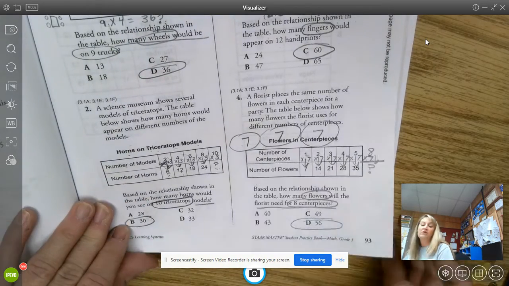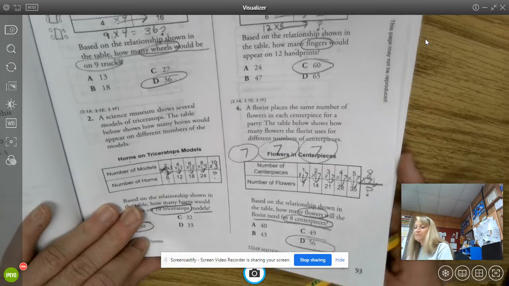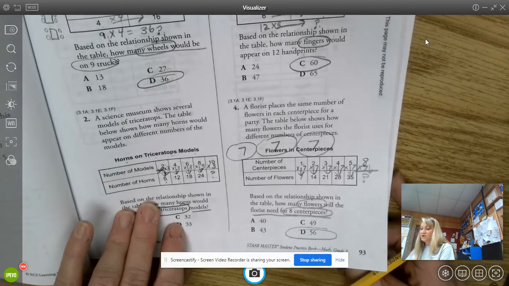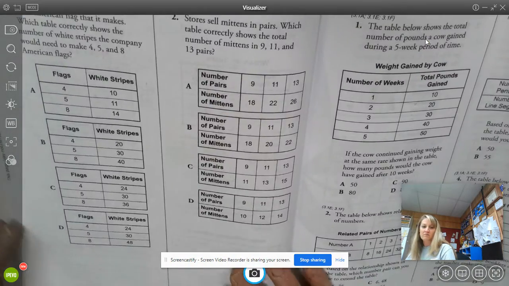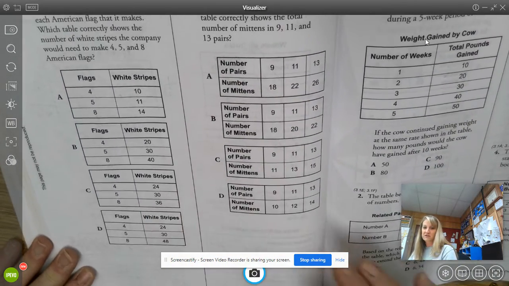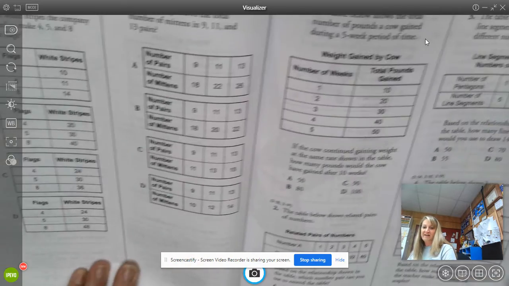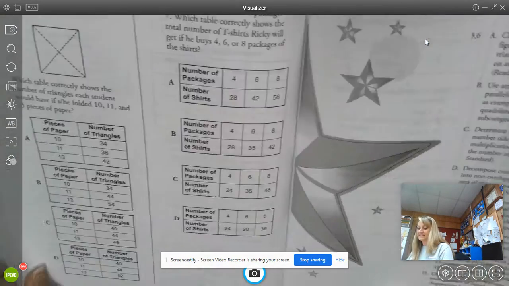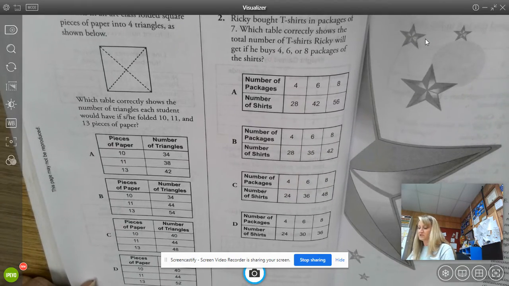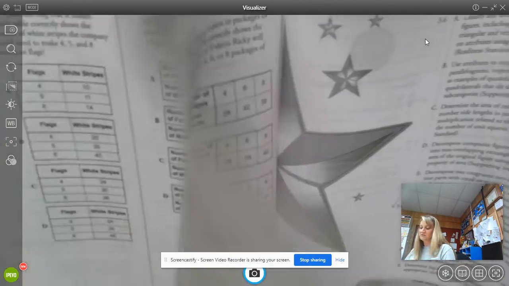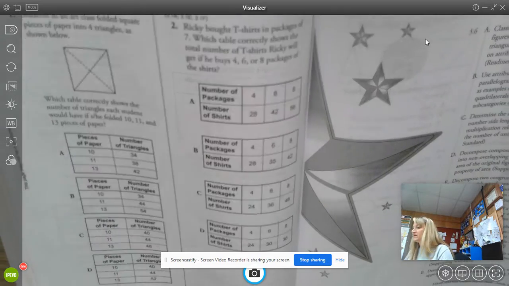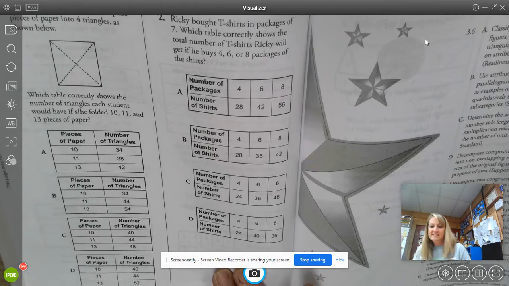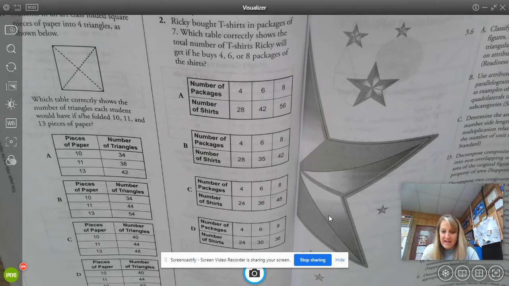All right, if you have any questions, please call me if you don't understand. But if you know how to do these examples, now you can do page 94, which is 2 problems. 95 has 4 problems. And then 96 has 2 problems. So there's a total of 8 problems. Your job is to do pages 94, 95, and 96. All right, guys, good luck.